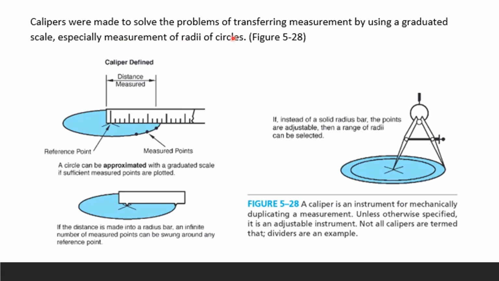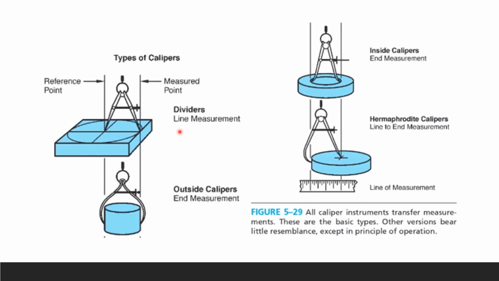Calipers were made to solve the problems of transferring measurement using a graduated scale, especially measurement of radii of circles. We call a caliper just a duplicating of a measurement, and it's also called an adjustable instrument. All caliper instruments transfer measurements. The types of caliper here are dividers, outside calipers, inside calipers, and hermaphrodite calipers with odd legs.